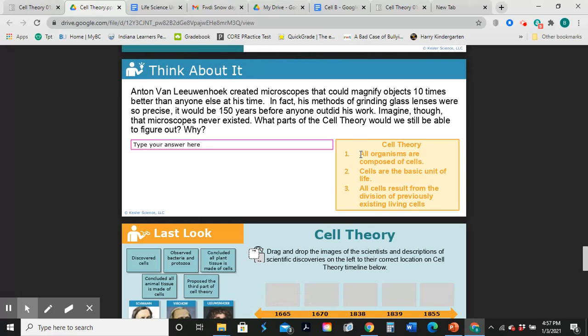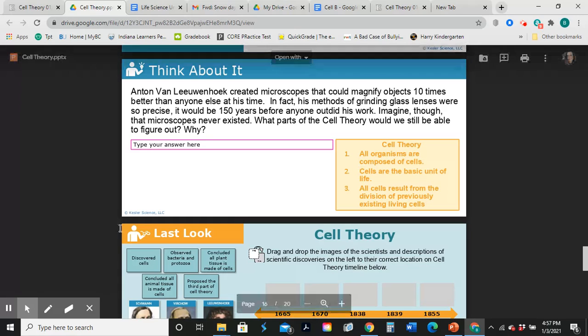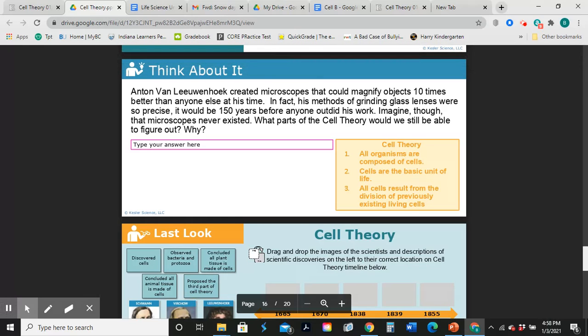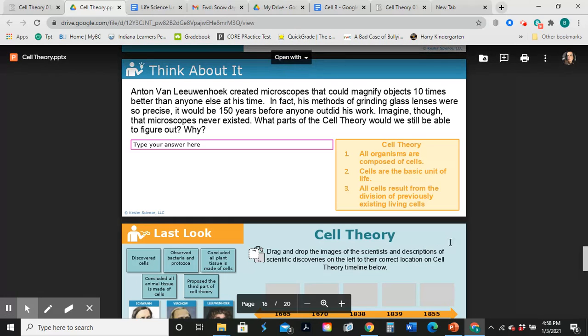Would it be all organisms are composed of cells? Cells are the basic unit of life? Or will it be all cells result from the division of previously existing living cells?